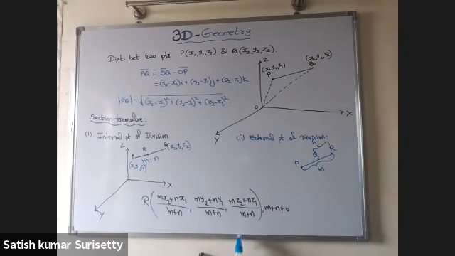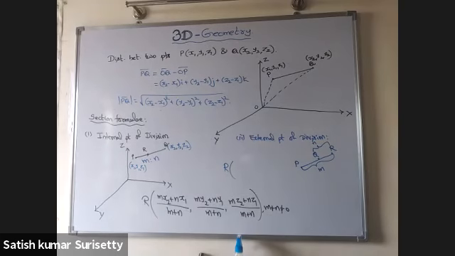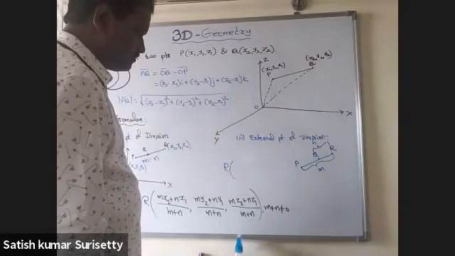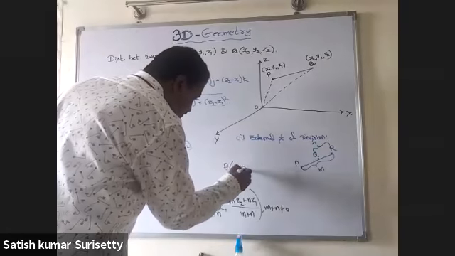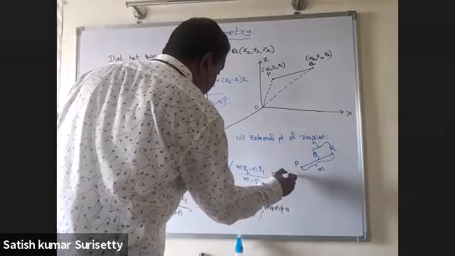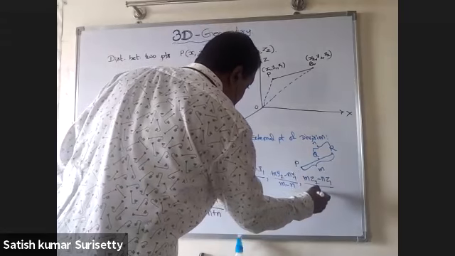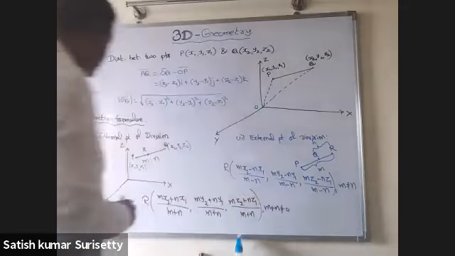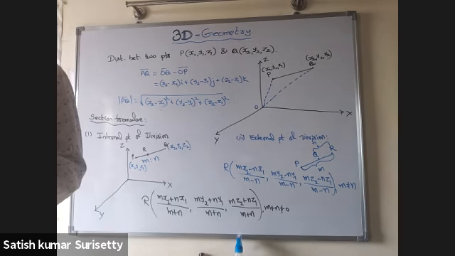The coordinates of the point which divides a line segment joining P and Q externally in the ratio of m is to n is mx2 minus nx1 upon m minus n, my2 minus ny1 upon m minus n, mz2 minus nz1 upon m minus n, where m not equal to n. So this can be proved using vectors.